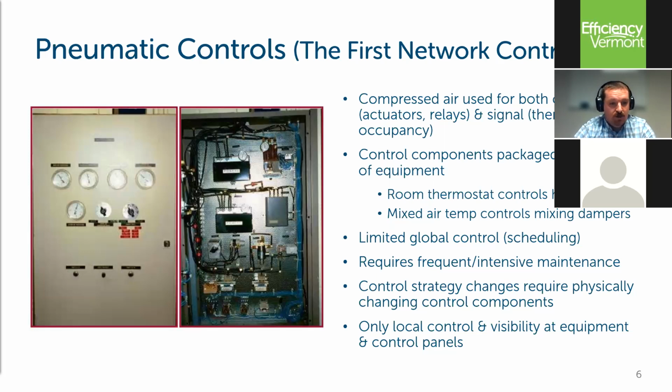As far as global control that the pneumatics gave us, they gave us the ability to do scheduling. So we could have our main pressure air that we're using for the system. We could change that pressure for unoccupied times, and all the control components would go to unoccupied control. This was a way that we could have one time clock control all of our equipment in the building on one schedule at a time.